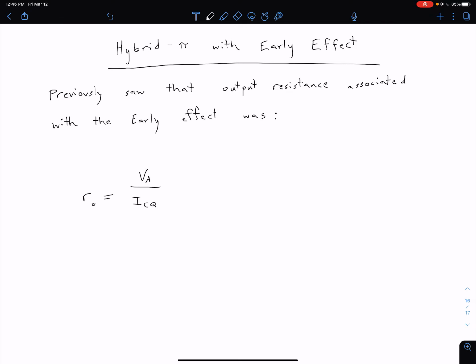So let's now consider how we can account for the early effect with our hybrid pi model. Previously, we had seen that the output resistance associated with the early effect was R0 equals VA over ICQ, where VA was our early voltage. And so this is going to be another important equation as a parameter for our hybrid pi model. Just for reference, if you look in the notes, this was on page 3.8 where we previously discussed this. And so this R0 is going to be our small signal transistor output resistance.